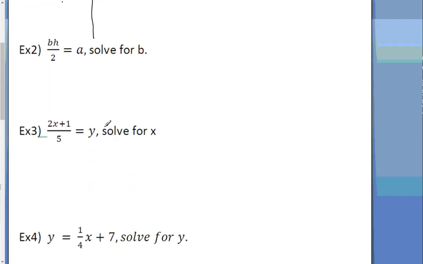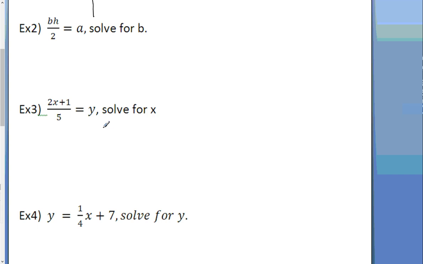All right, let's try another one. If I have base times height over 2 equals area, well, that's the area formula for a triangle, and I want to solve for b, how am I going to do that? Well, I need to get b by itself, so I need to get rid of that 2. How do I get rid of that 2? Well, I could double both sides, right? 2 divided by 2 is 1, so I'm left with base times height.